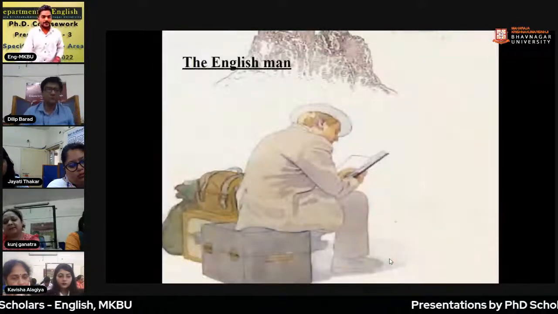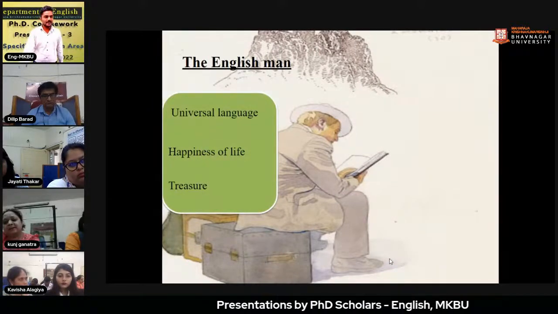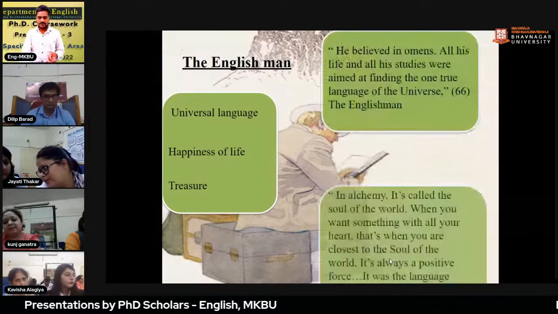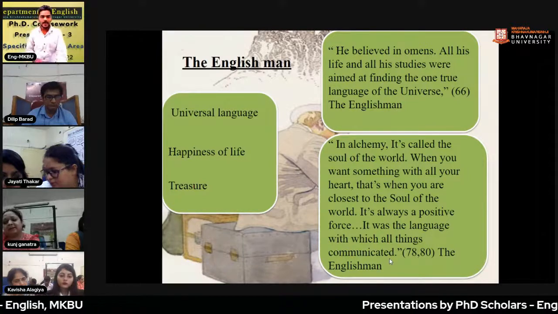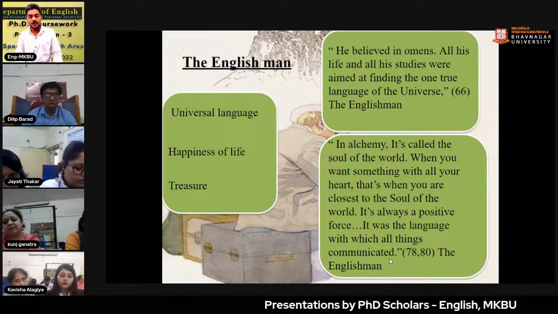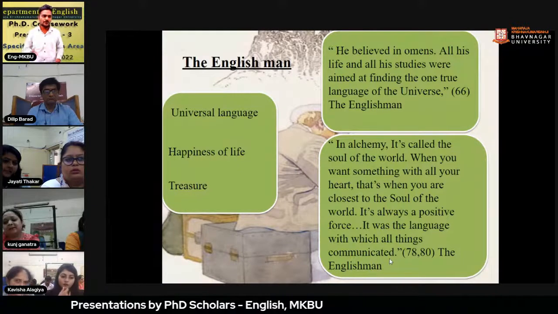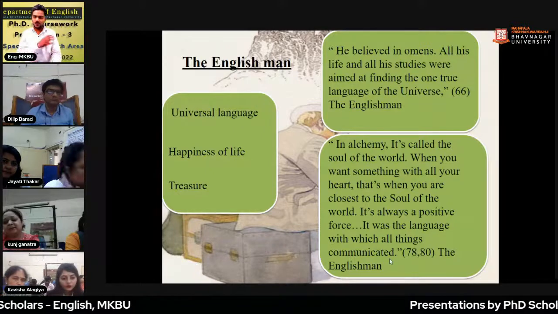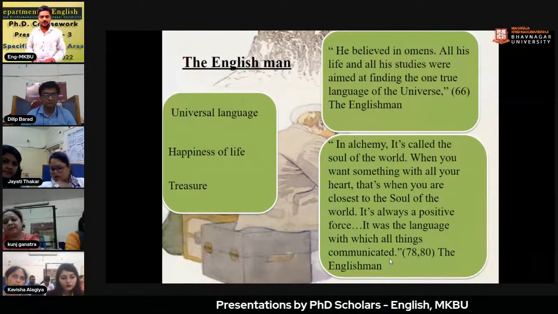There is one character, the Englishman, who is always talking about the universal language, happiness of life, and treasure. He said that he believed in omens all his life, and all his studies were aimed at finding the one true language of the universe. The Englishman was always searching for the language of the universe during the whole journey with Santiago. In alchemy, it's called the soul of the world.